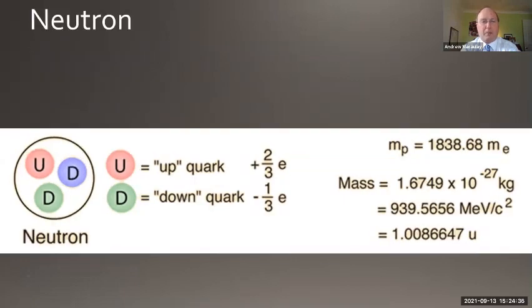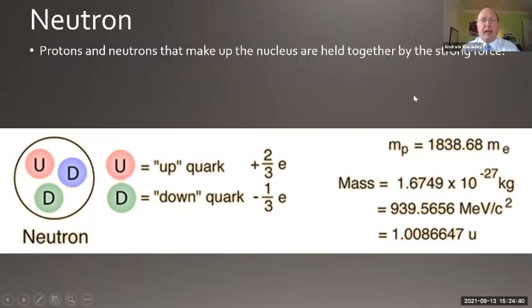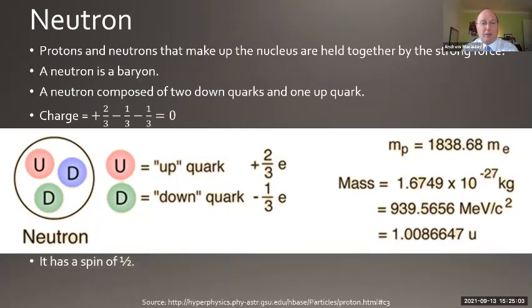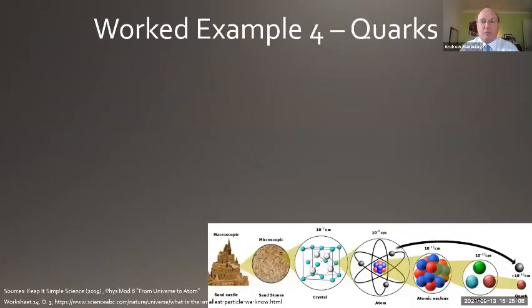Now the neutron is also in the nucleus, and it's also held together by the strong force. It is also a baryon made up of 3 quarks. 2 of them are down quarks and 1 of them is an up quark. And the total charge there, 2/3 minus 1/3 minus 1/3, is 0. The neutron, as Chadwick discovered, is neutral. It also has a spin of a half. So here's a worked example.